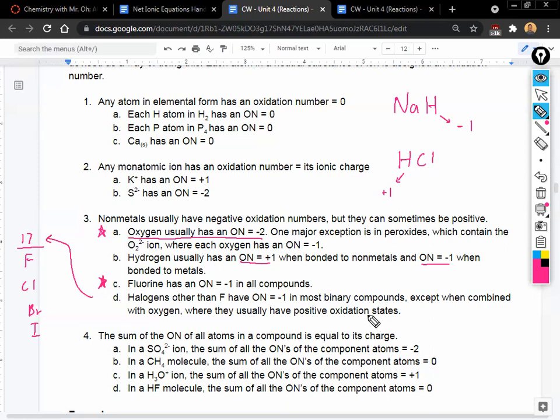Okay, and we're almost done here. Lastly, when you add up all the oxidation numbers in an atom, it has to equal whatever its charge is. So if we have a polyatomic ion like SO4 2-, when you add up all the oxidation numbers, they need to add up to -2. If you have something neutral like CH4, if you notice there's no charge, that means when you add up all the oxidation numbers, it has to be 0.